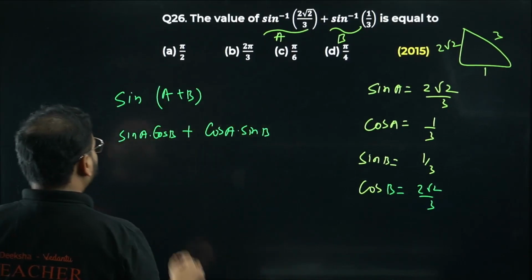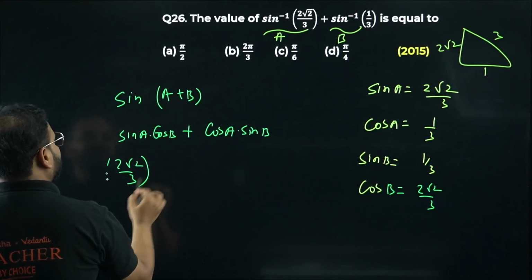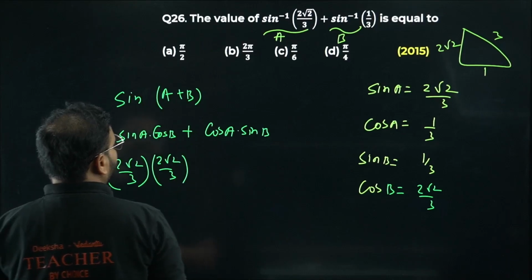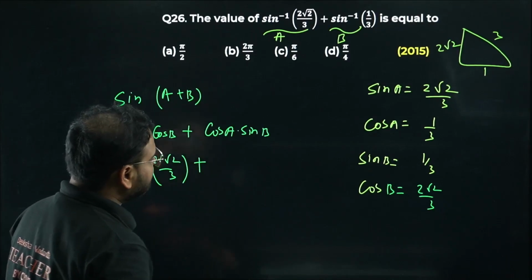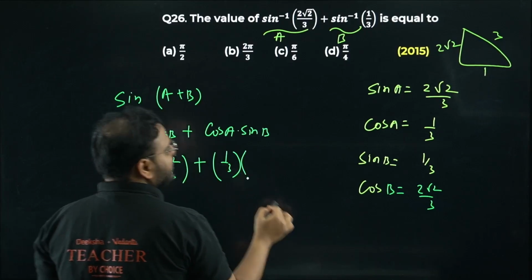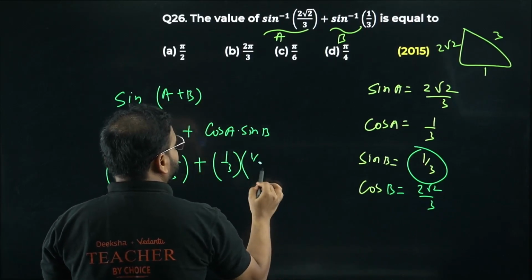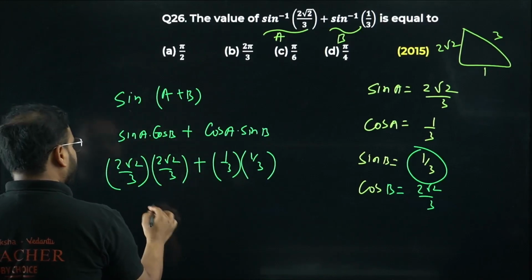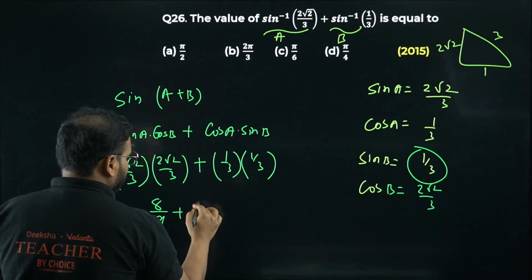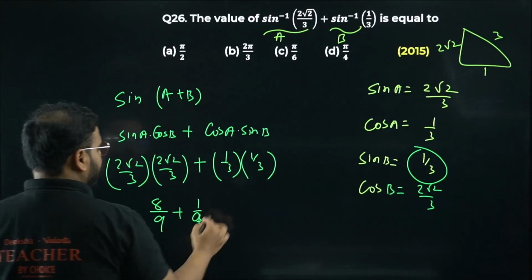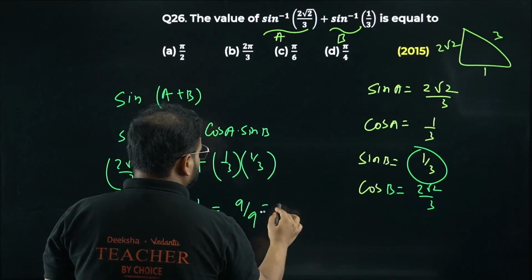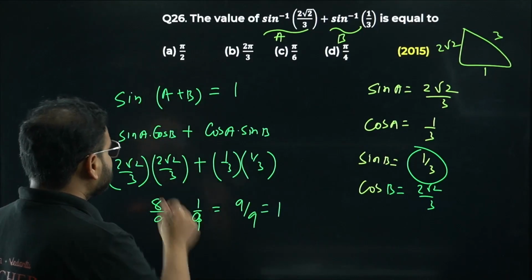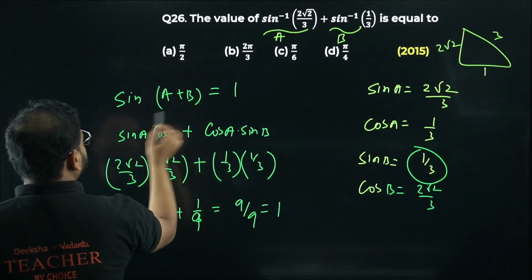Have a look. Sine A is 2 root 2 by 3 and cos B is 2 root 2 by 3. Plus cos A is 1 by 3 and sine B is also 1 by 3. I get 2 root 2 times 2 root 2, which is 8, so 8 by 9 plus 1 by 9. I get 9 by 9. How much is that? 1. So basically this is coming as 1. It means if I take sine inverse on this side, please check.